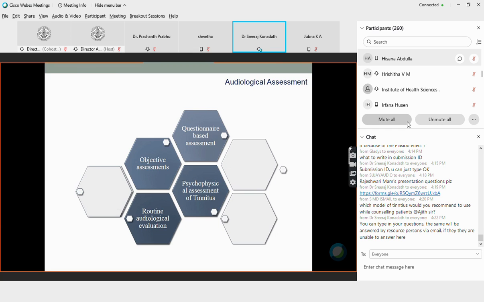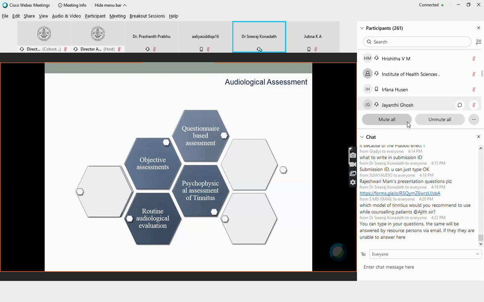Now when we consider audiological assessment, we have to go for different types of assessment. Doing a routine audiological evaluation alone is not going to say what kind of tinnitus the person is having or how to quantify it. You're doing an assessment, so you have to quantify something. There is no point in just saying that the individual is having tinnitus at this particular frequency. That won't be sufficient. How much is the individual affected by tinnitus? That information should also come in.